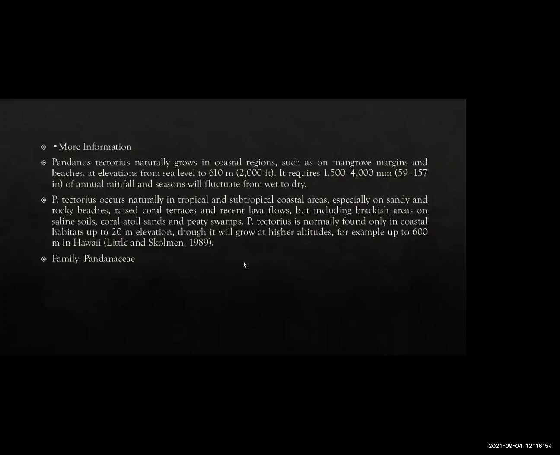P. tectorius is normally found only in coastal habitats up to 20-meter elevation, though it will grow at higher altitudes, for example up to 600 meters in Hawaii. Little and Skolmen, 1989. Family Pandanaceae.